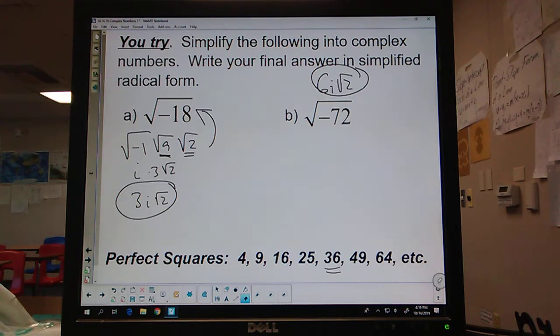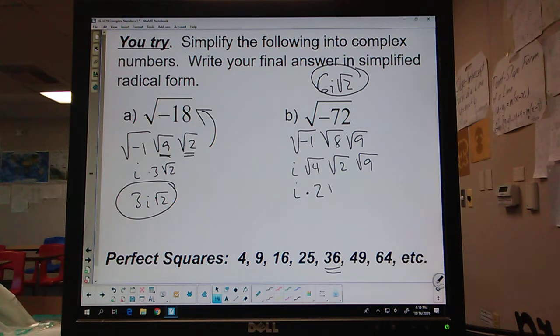The answer we know is 6I radical 2. We could have said 8 times 9. After all, most people know 8 times 9 is 72. So then we could say I times 4 times 2. 8 is 4 times 2, and then radical 9. Oh, so we got I times 2, square root of 4, times radical 2, times 3, square root of 9, and look what we have. I times 2 times 3, well, that's I times 6 times radical 2, which is 6I radical 2.